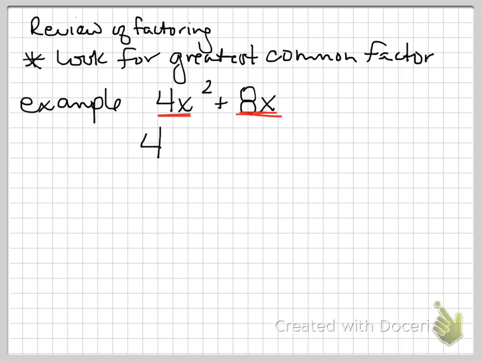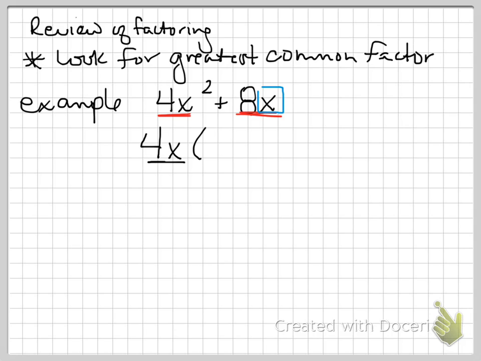I have an x squared and an x. If you're never sure which one you're going to take out, you're always going to take the one with the smallest exponent. In this case, this is the x. So I'm going to take out the x. So now my GCF is 4x.